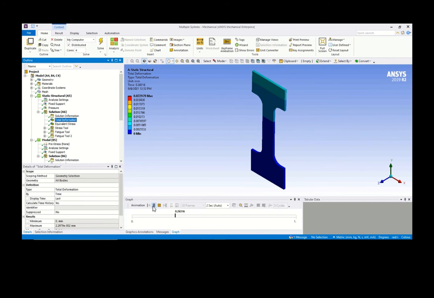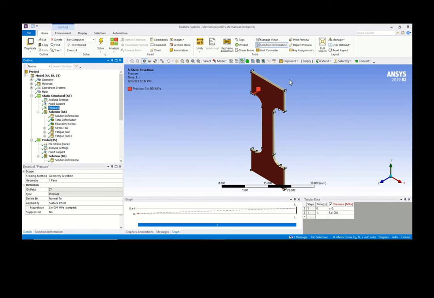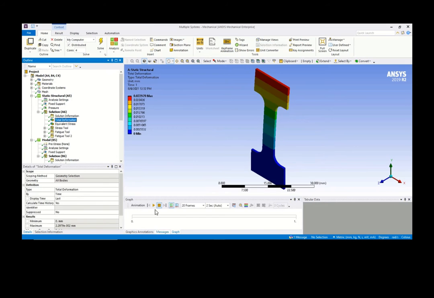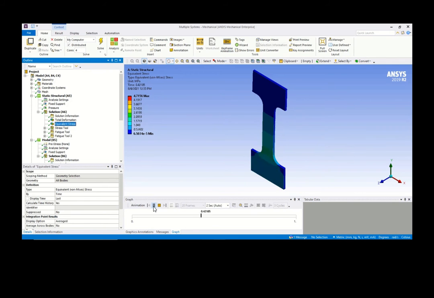You see the deformation due to a static pressure applied on this surface in the z direction, with the 500 Pascal and fixed support at the bottom, so it will deform like this. Okay, clear? The stress induced by this static pressure of 500 Pascal itself is around 4.7.